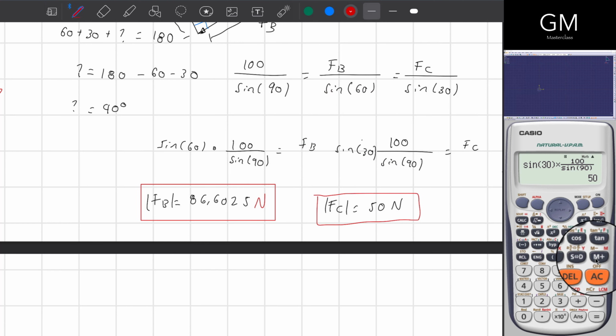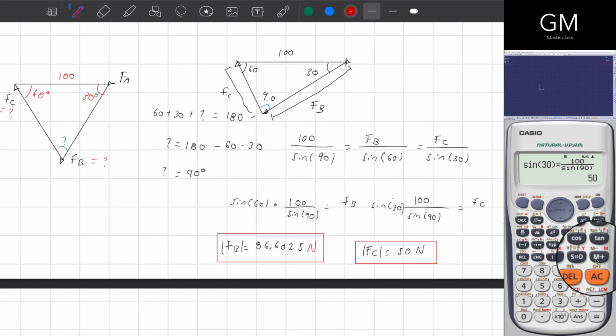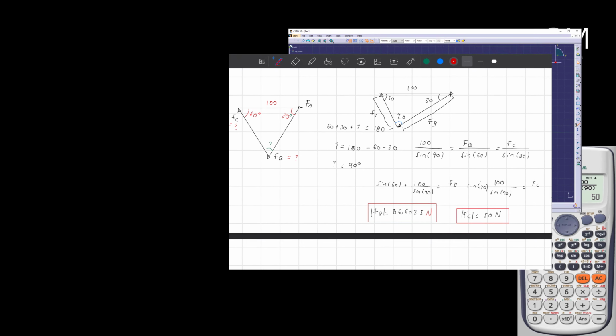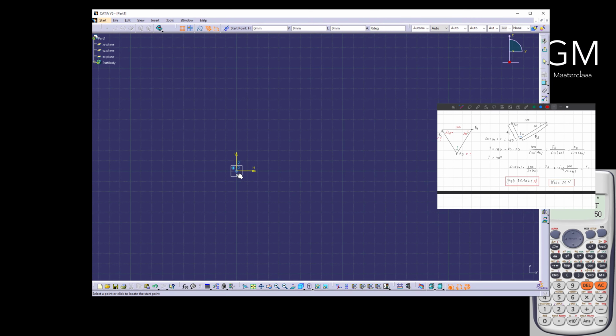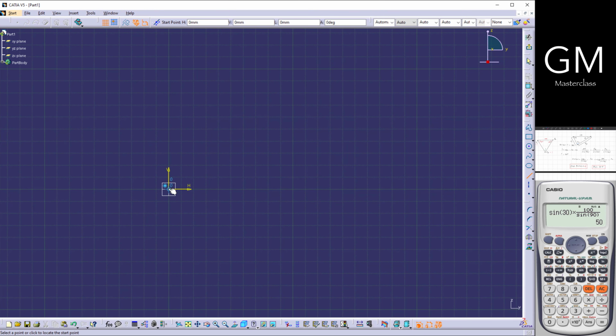There's one more step though, because I want to make sure that these two answers are correct. So what I'm going to do is create a shape using software, in this case CATIA V5. Remember that you have within the channel tutorials about this software for you to analyze, for you to learn how to manage this tool.